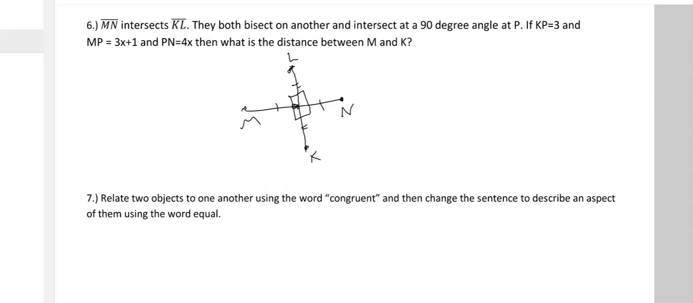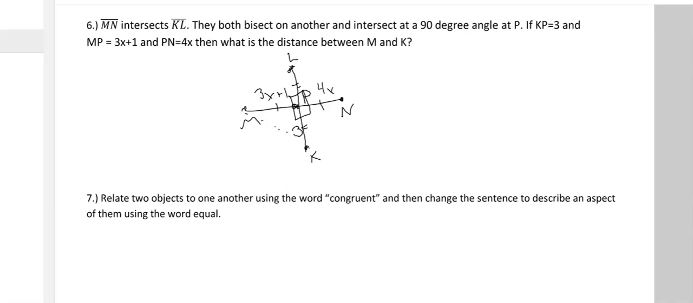Now, it says it intersects at P. All right, if KP equals 3 and MP equals 3x plus 1 and PN equals 4x, then what is the distance between, what the heck? What is the distance between M and K? I have no idea.